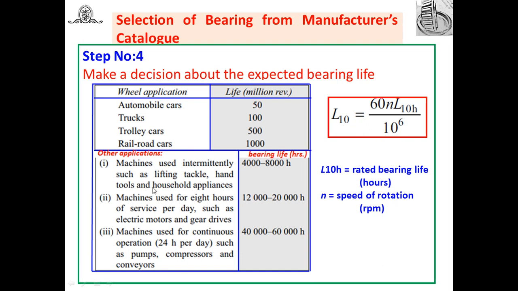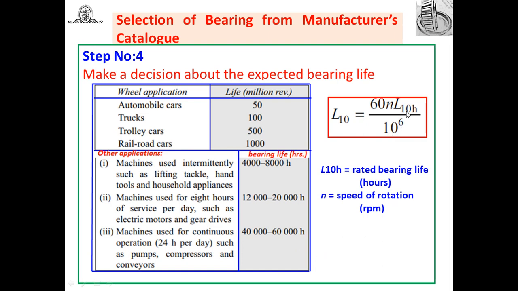And similarly, for constant speed, suppose machines used for intermittent applications such as lifting tackle, hand tools or household applications, the bearing life that we have to assume is 4,000 to 8,000 hours. Machines used for 8 hours of service per day, such as electric motors and gearboxes, we have to assume a life of 12,000 to 20,000 hours, because all these are constant speed applications. And for 24 hours per day service, we have to assume a life of 40,000 to 60,000 hours.